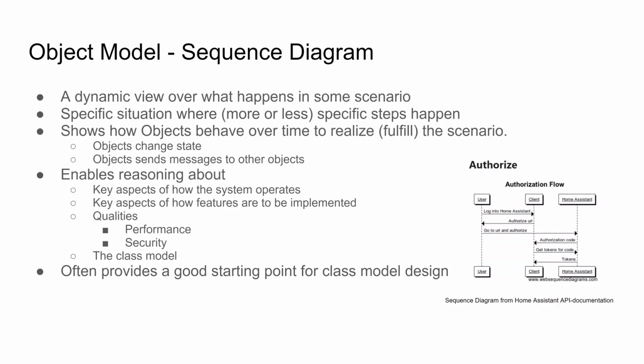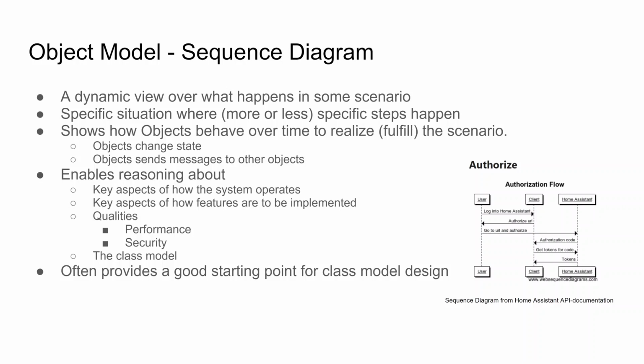A scenario is a specific situation where more or less specific steps happen. And it shows how the objects behave over time to realize, to fulfill the scenario. So the scenario describes more in text what should happen in different steps, and the objects change their state depending on what happens, and send messages to other objects.